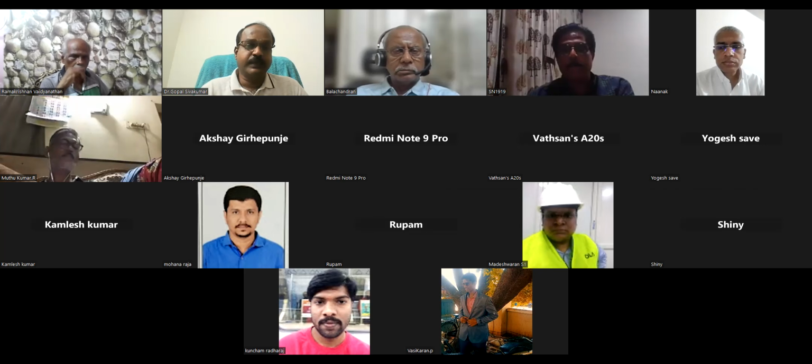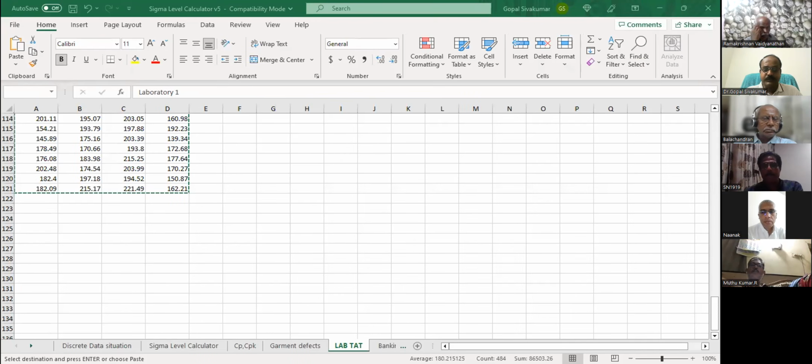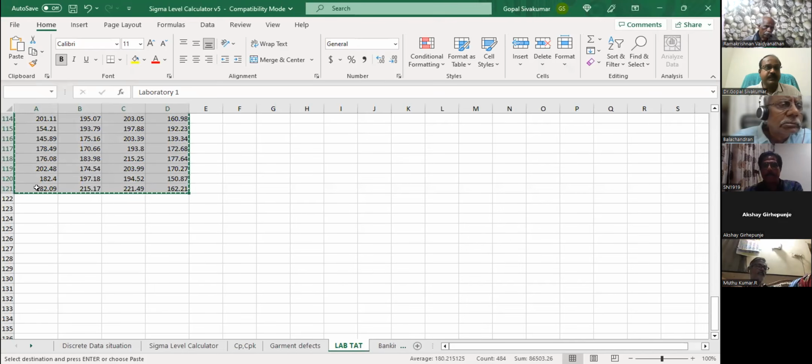So I'm sharing the Excel file first. All of you, can you see the Excel, particularly the lab? See next to carbon defects, there is lab cat. Come here and select the complete data set given.